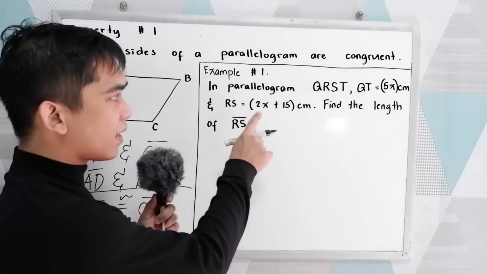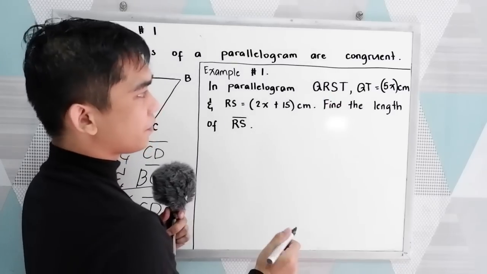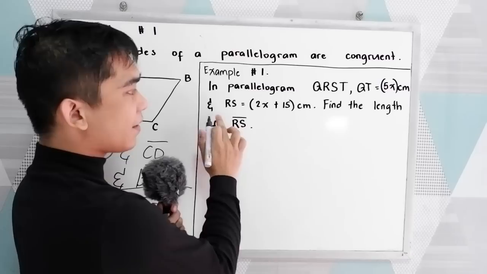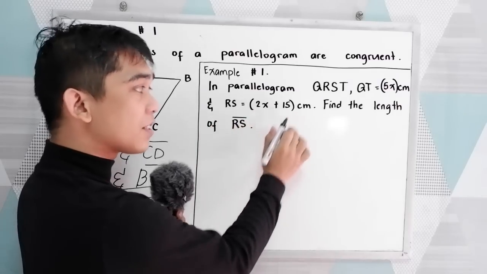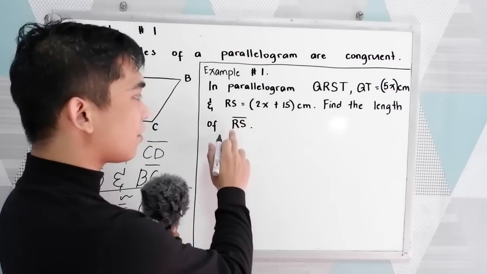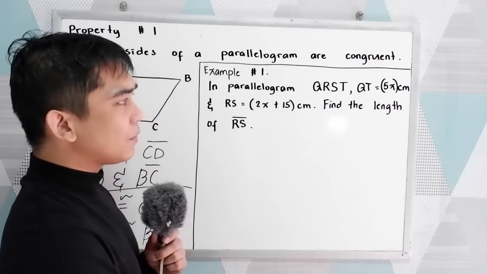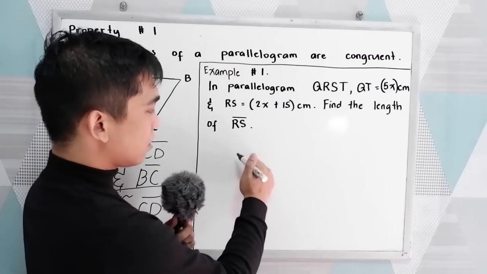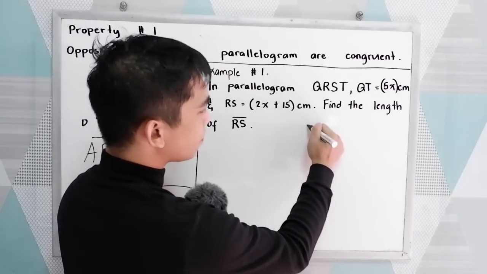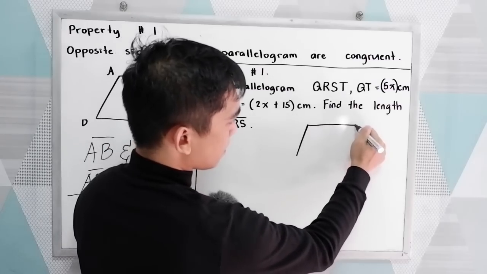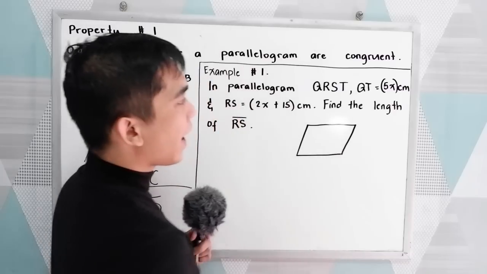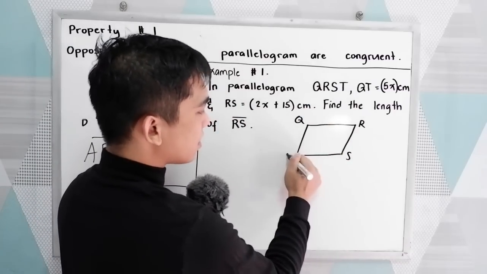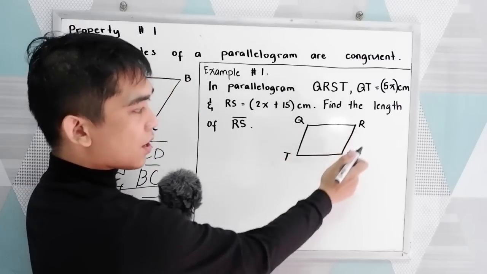Let's say we have in parallelogram QRST, QT is equal to 5x centimeters and RS is equal to 2x plus 15 centimeters. Find the length of RS. Now, to visualize, let's illustrate first. So we have parallelogram QRST.